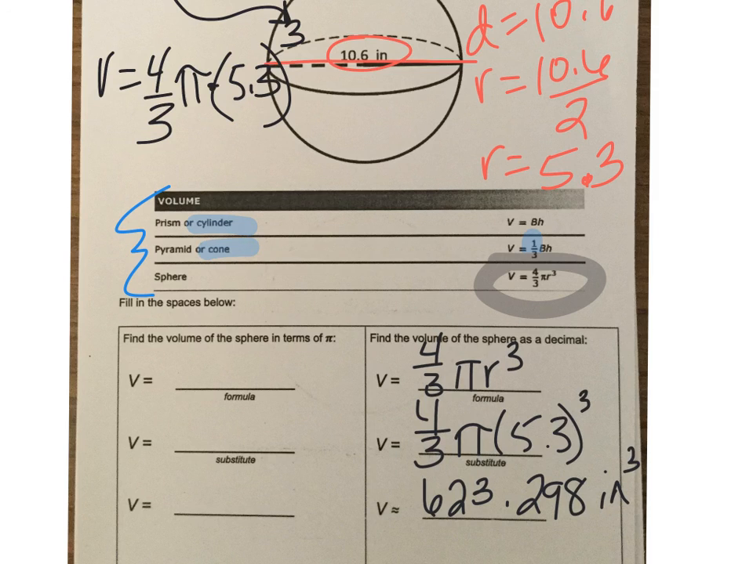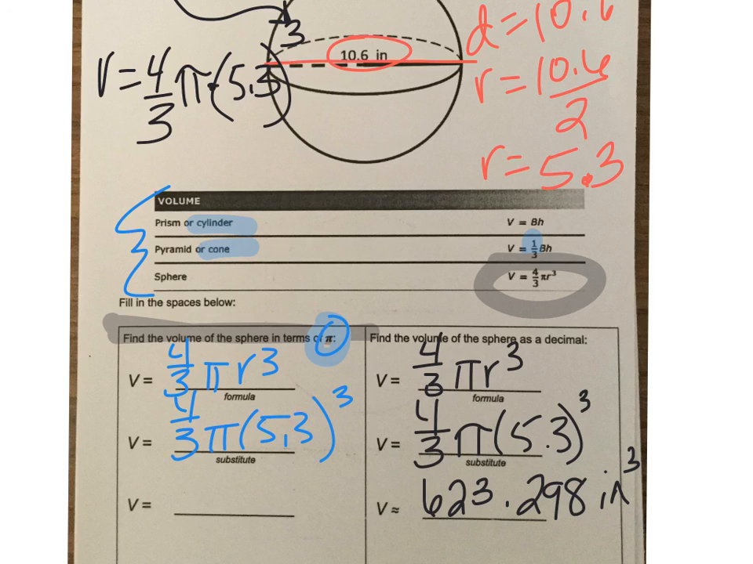All right, so we haven't been filling in this side over here. Let's do that now, because it's going to be the same for all. All that means is that in terms of pi, we're leaving pi alone. In this case, this is all going to look the same: 4/3 pi r cubed, 4/3 pi 5.3 cubed. But now we're going to do all the math stuff and just write the pi symbol down, because that's in terms of pi. So hang on, I do need a calculator.